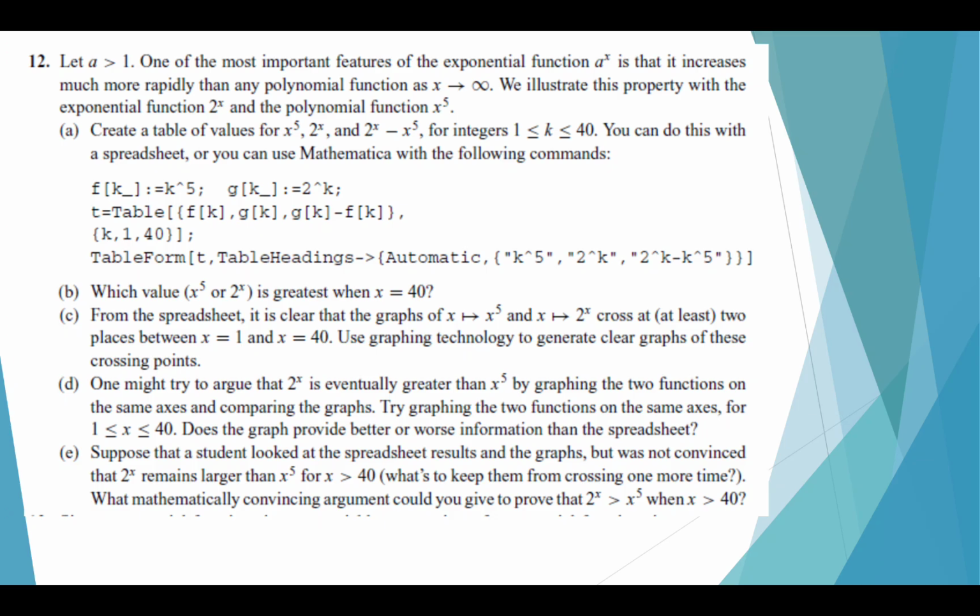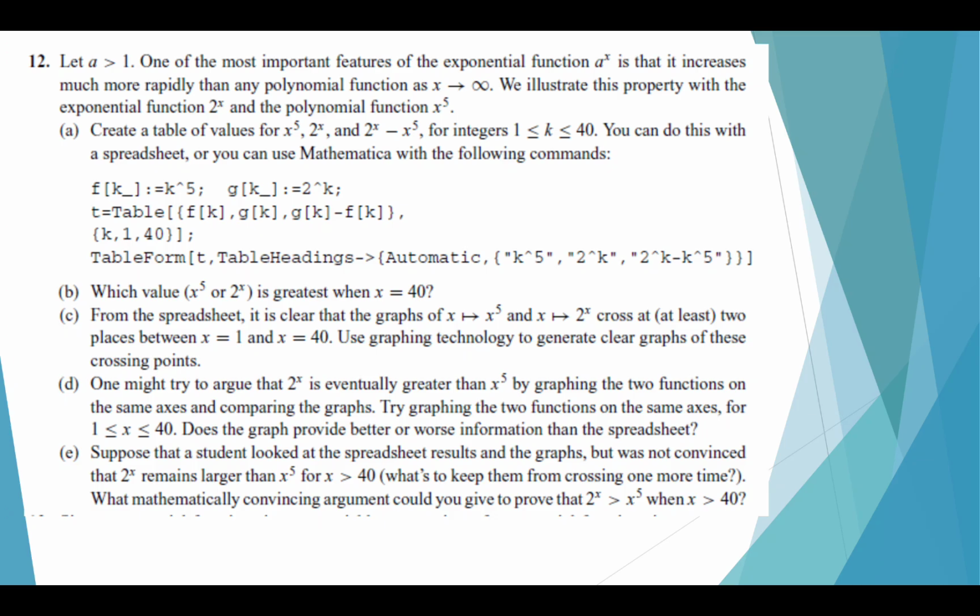D, one might try to argue that 2 to the power of x is eventually greater than x to the power of 5 by graphing the two functions on the same axis and comparing the graphs. Try graphing both of them on the same axis for 1 through 40 and see if it provides better information than the spreadsheet.